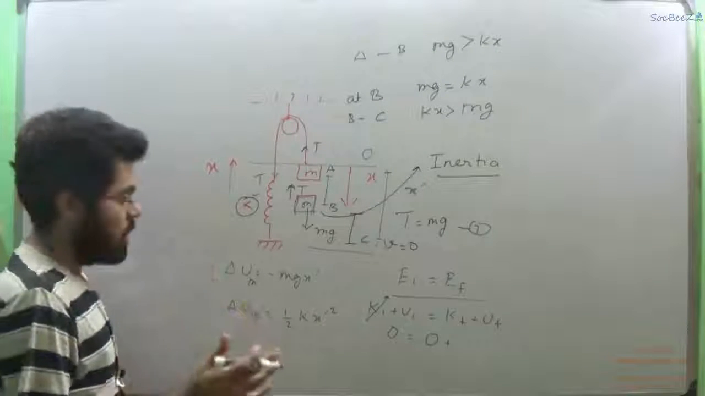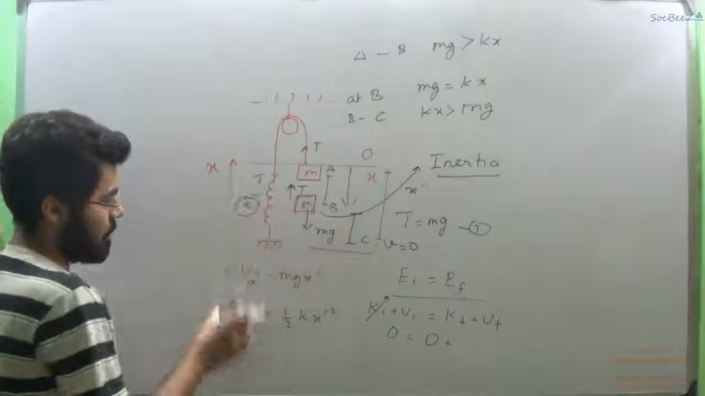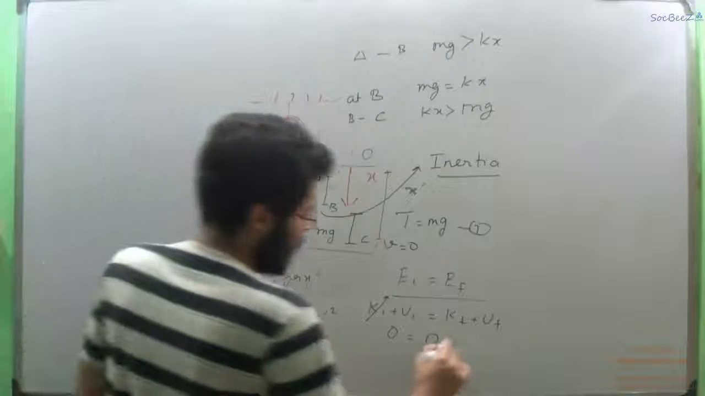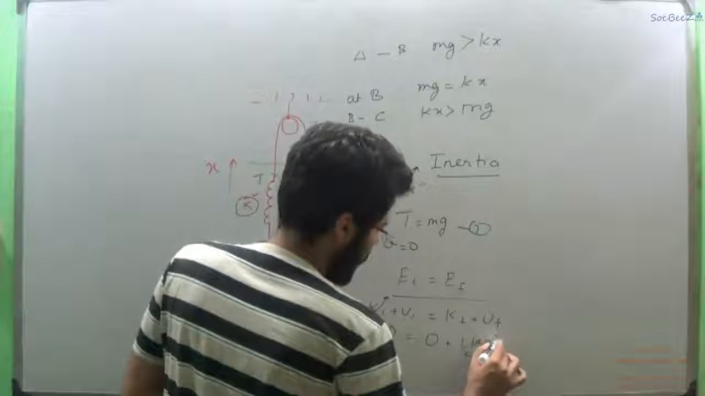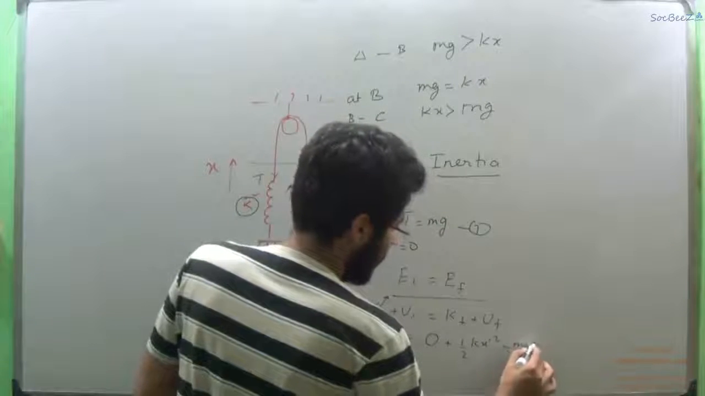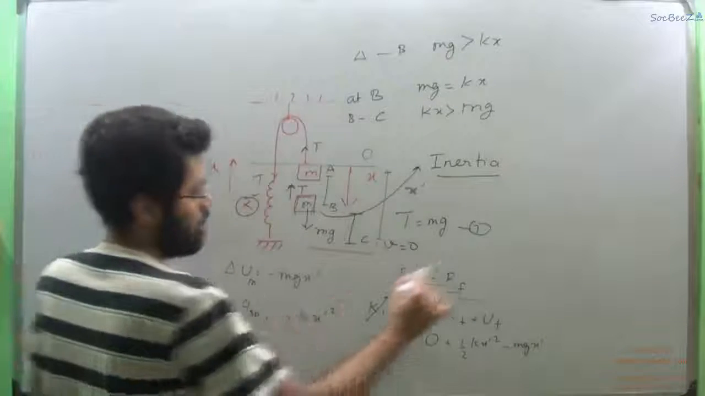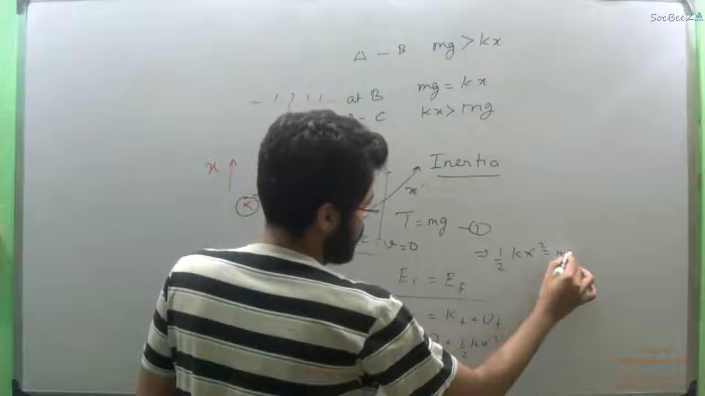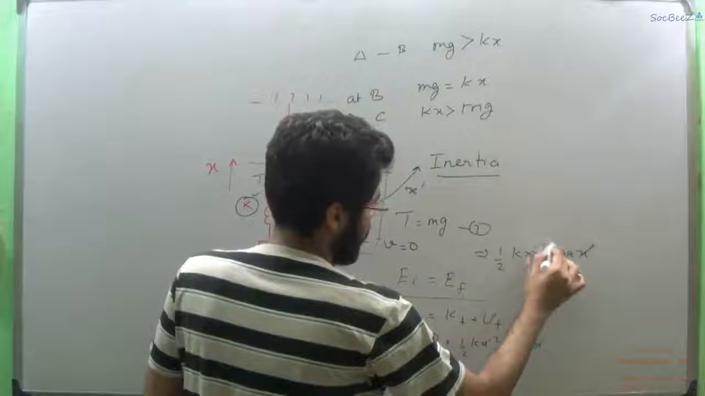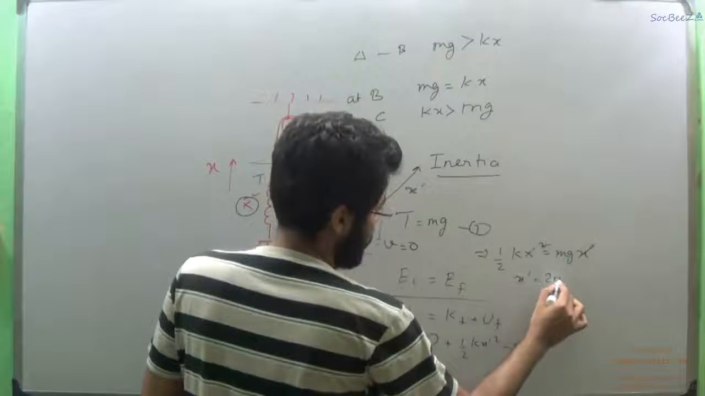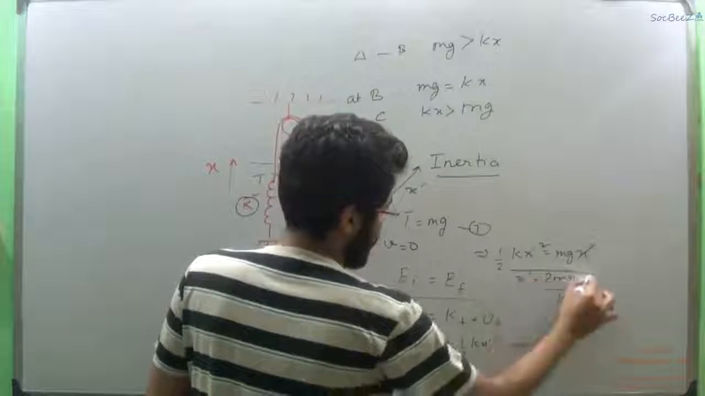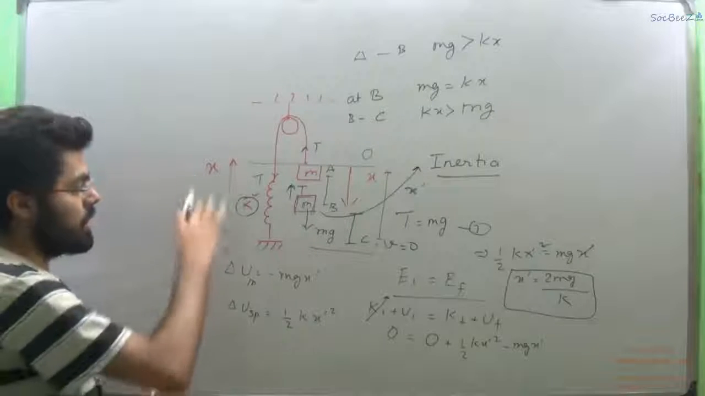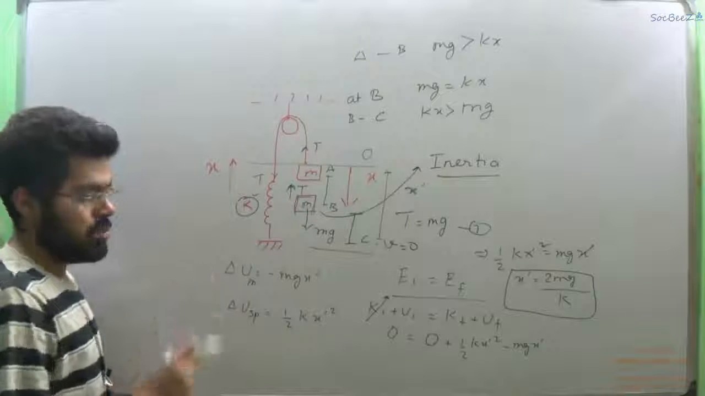Because here we consider the system. So the block, as well as the spring, is a part of the system. So we have to add up the change in potential energy of the entire system. So right here, half k x dash square minus mg x dash. So we will get half k x dash square equals mg x dash. x dash is equal to 2mg by k, this is the right answer. The downward distance, the maximum elongation of the spring, will be 2mg by k.